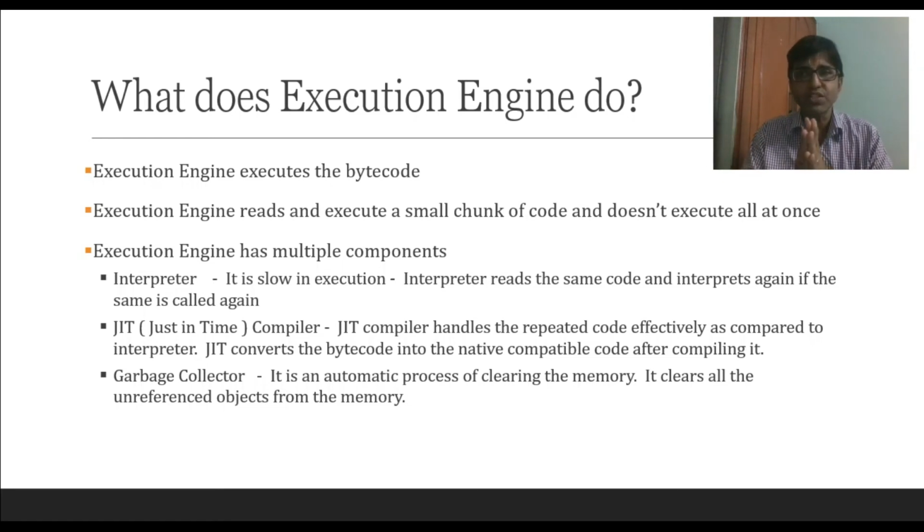The execution engine has multiple components. First is the interpreter. The interpreter is the slowest. It interprets repeated code, again refers to and interprets the code and presents it, which takes extra seconds to process. Whereas the just-in-time compiler is very effective. So it's not like the interpreter.